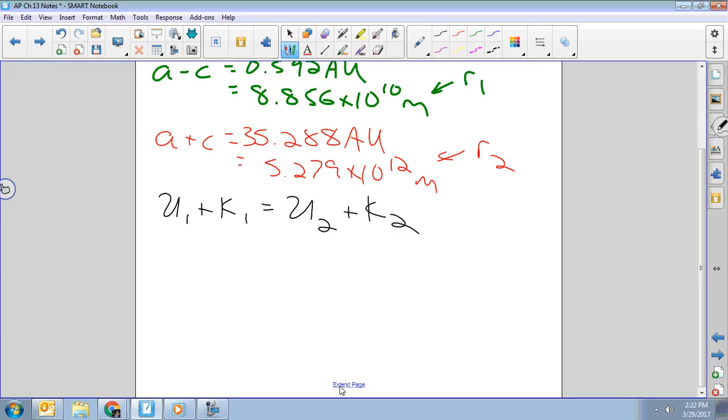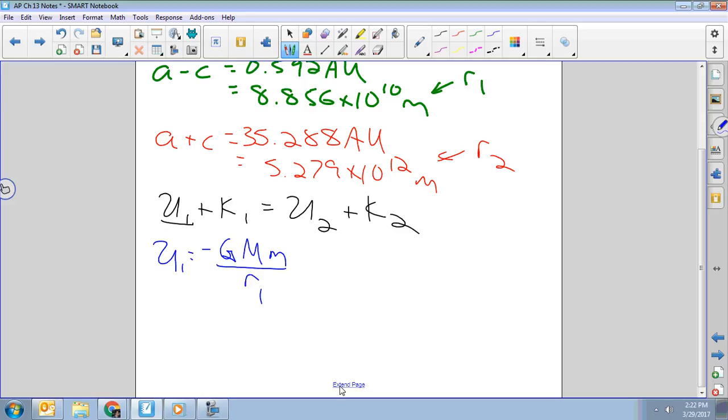Follow? All right, so here's what you end up getting. What's the best way to write this out? I guess I'll write it out in table form like I did on this piece of paper. So U1 is negative G times M. What is that M there? Mass of the sun, right? Because that's what Halley's Comet is orbiting. Times little m, which is the mass of Halley's Comet, divided by R1, which we have up here.